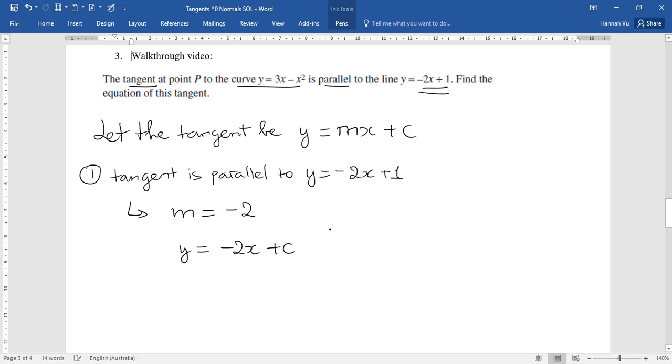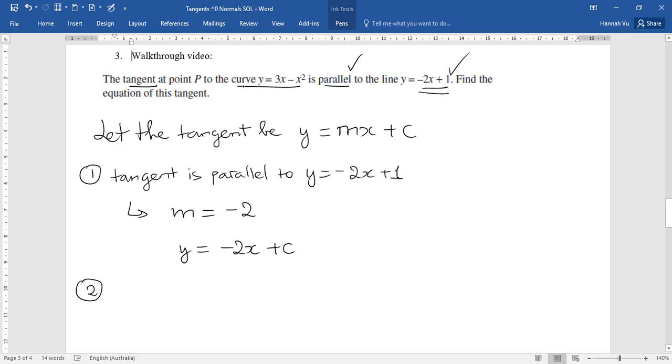So we're 50% into solving the question. We just need to find c. Unfortunately, we don't have any other piece of information about the line, so we don't have any point that lies on the tangent, so we can't solve for c yet. I have used the parallel information, but I haven't actually used the fact that this tangent is a tangent to this curve. So I'm going to do that now.